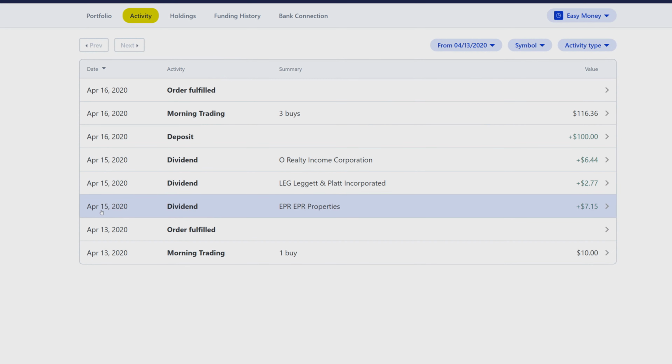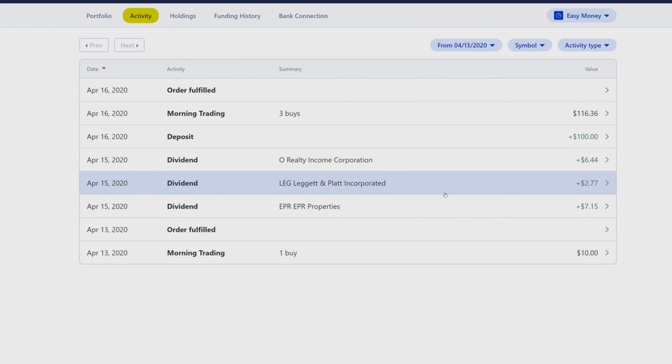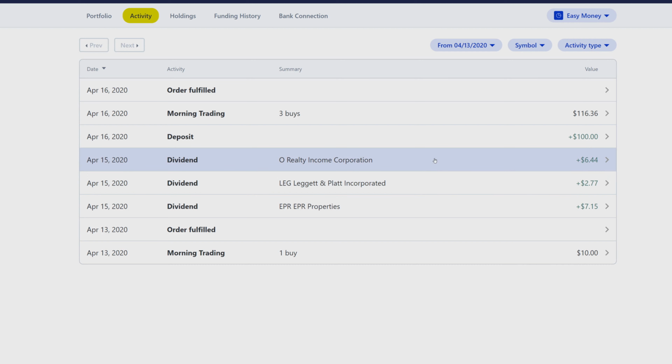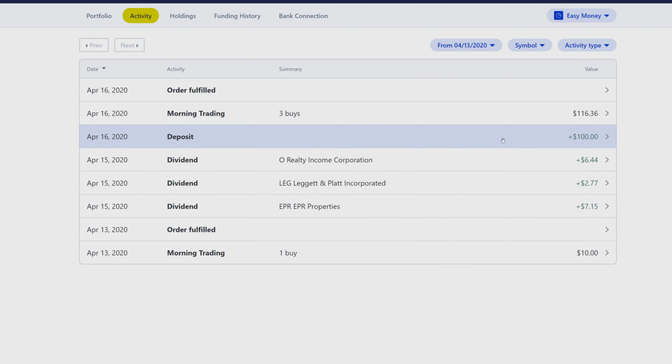And then on April 15th, we got $7.15 from EPR Properties. And then Leggett & Platt paid us $2.77. And then Realty Income paid us $6.44. So that's about $16 that we got in dividends for this past week. We didn't do anything. And then on the 16th, we deposited the $100.